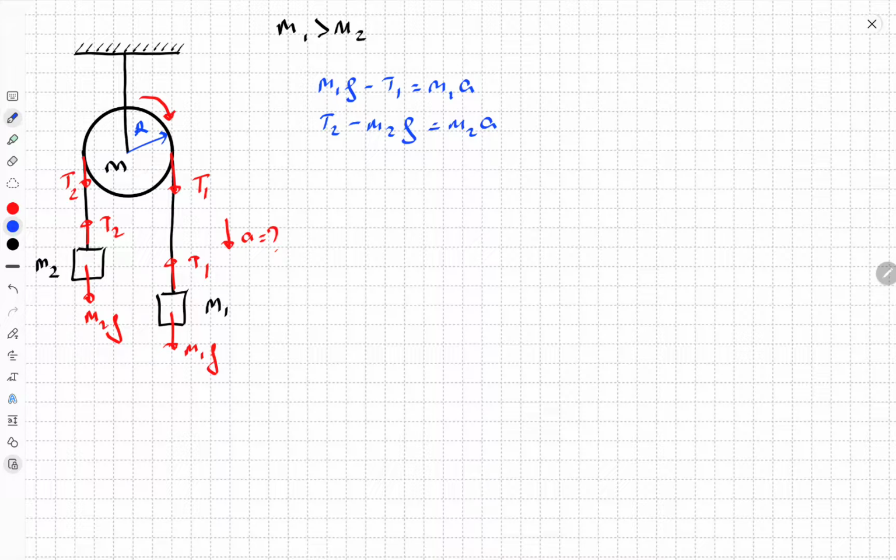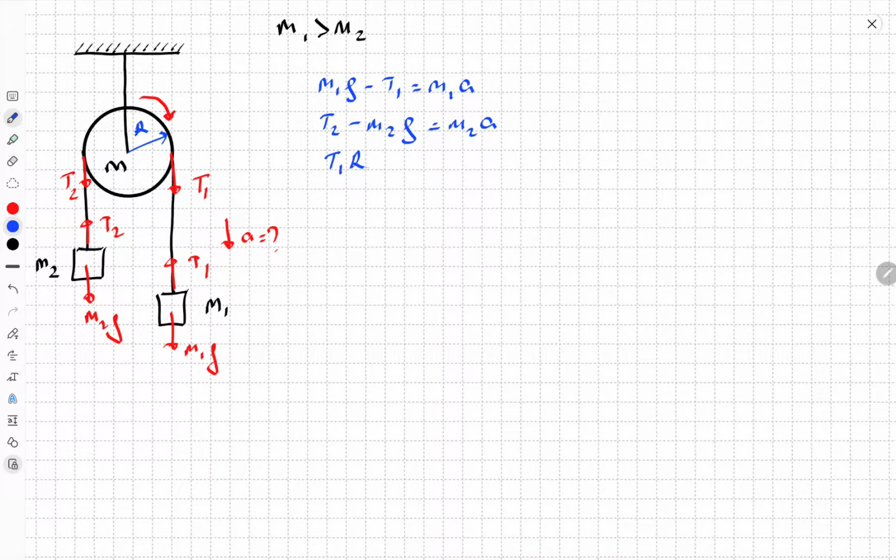So in these equations we have three unknowns: acceleration, T1, T2. But we have only two equations. So one equation is missing in order to solve this physics problem. So we need to write Newton's second law for the pulley. In this case we need to write it in terms of torque because the pulley is rotating.